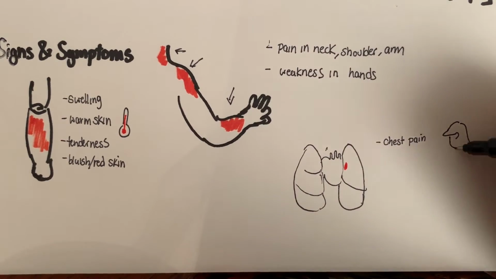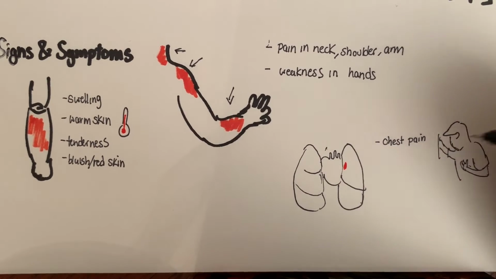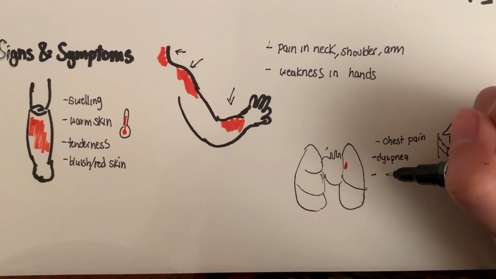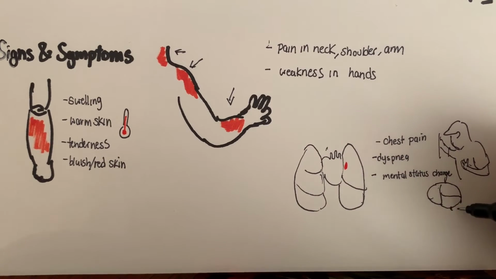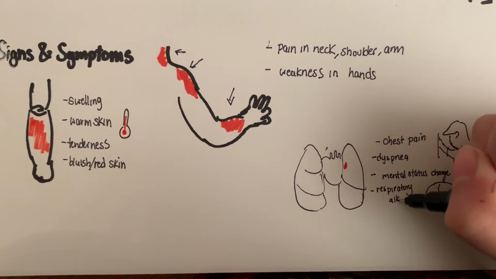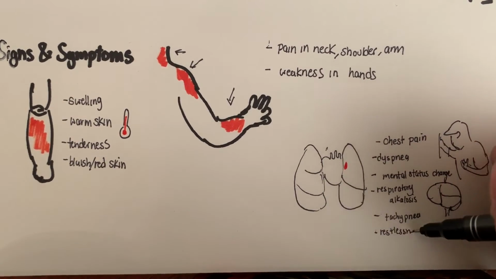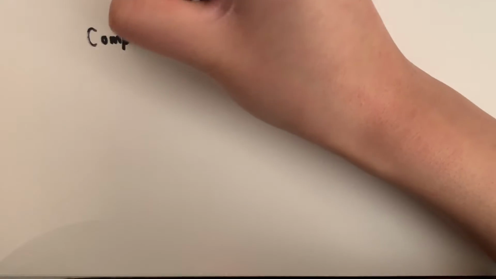Symptoms of PE can vary and are largely dependent on the size of the clot. Common symptoms include chest pains, dyspnea, mental status changes, respiratory alkalosis, tachypnea, and restlessness. A large clot may cause shock and lead to death.